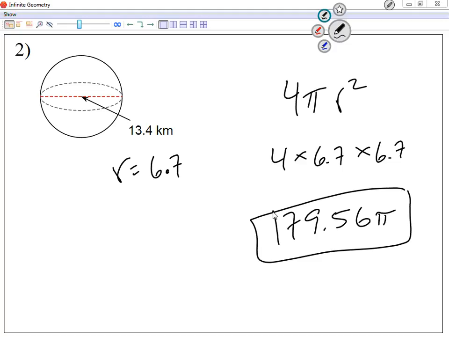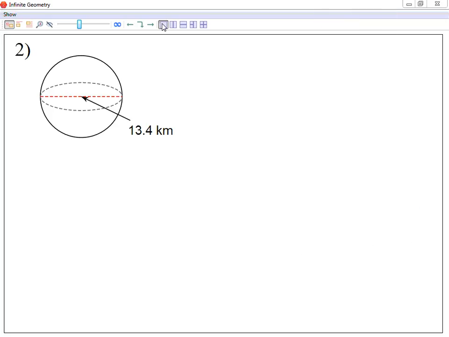So you guys know that that means like 179.56 times pi, but we're leaving pi as a pi. If you guys are using your measurements, this is kilometers, so we will have kilometers squared, my bad. Surface area, its measurement is to the second power. Alright, so that was not bad. Let's take a look at question number 3.